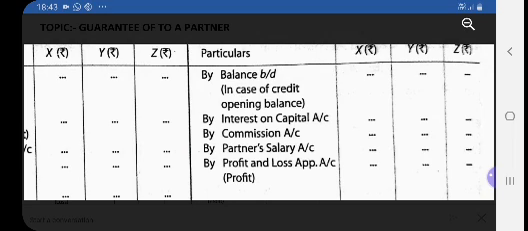And P&L appropriation, we have already learned how to prepare the P&L appropriation account. The individual profit that you have already distributed, the same amount you will transfer to the partners' current account on the credit side by P&L appropriation account. Individually you will write the amount in the X, Y and Z columns.